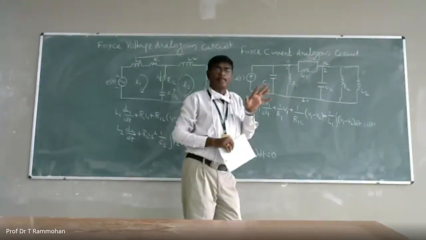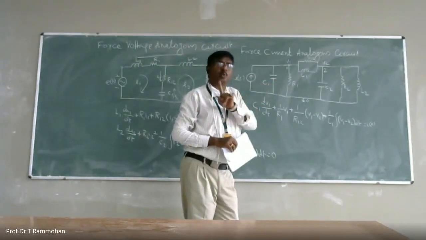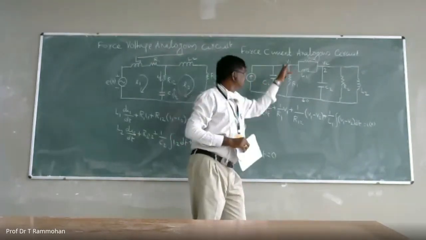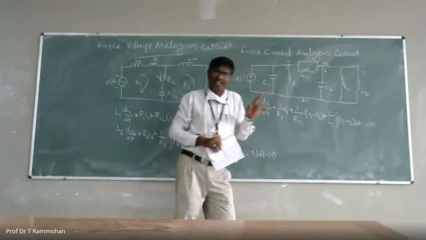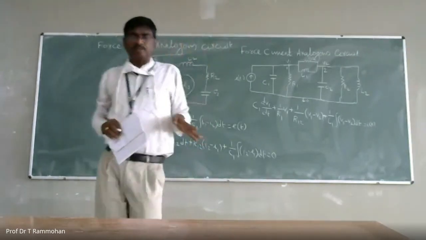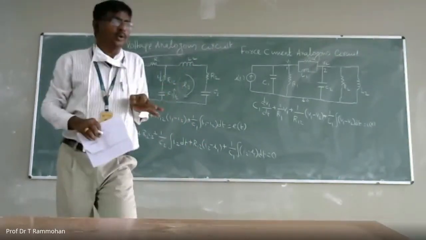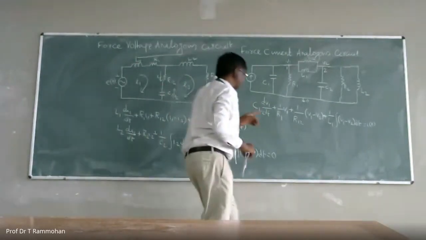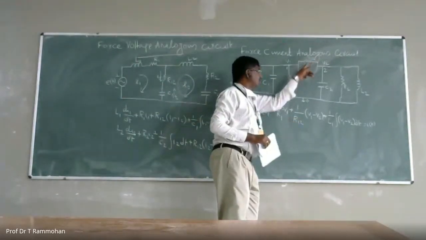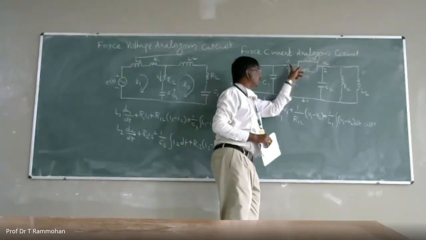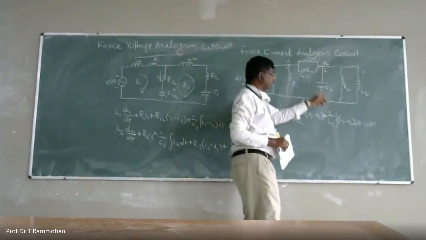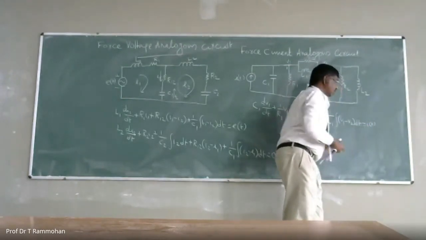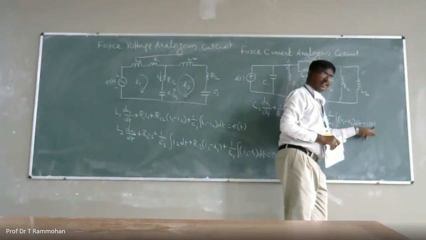This portion experiences two voltages, V1 and V2. As usual, when we write the equation for node 1, V1 is positive. When we write the equation for node 2, V2 is positive. You have to consider that. So 1 by R12 (V1 minus V2) plus 1 by L1 into integral (V1 minus V2) dt equal to I of t. Can you see the I of t?